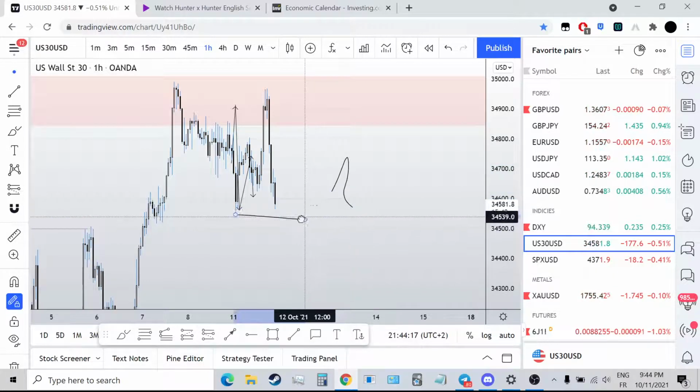I'm trying to fix this. I don't know why it's not working. Okay, hold on, guys. I'm over here thinking that's a trend line.